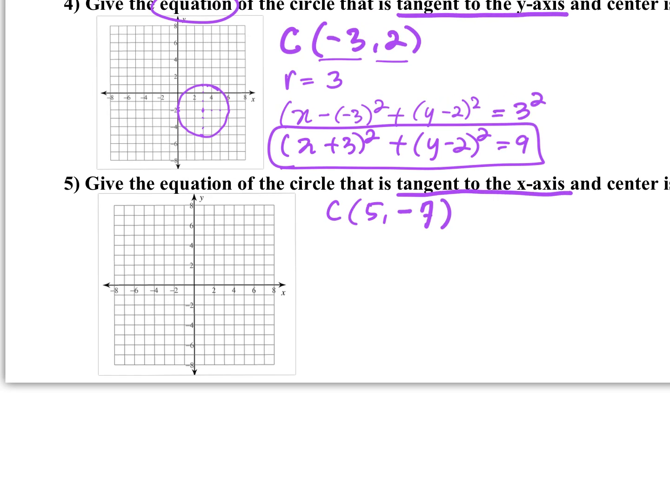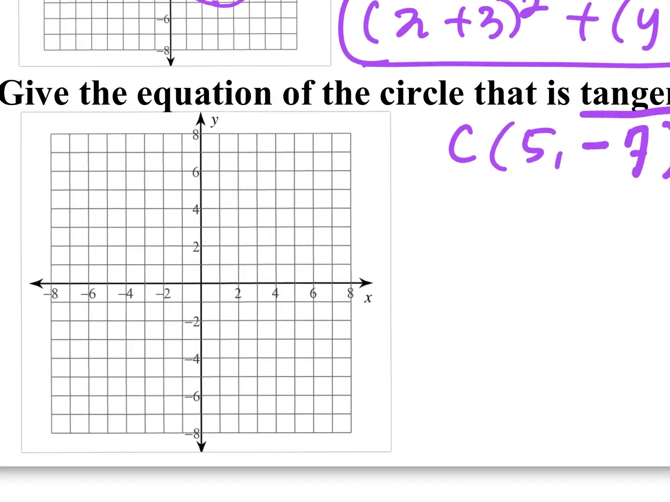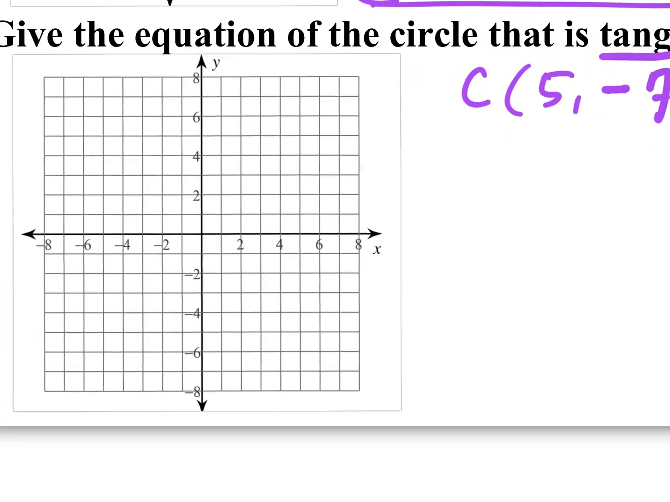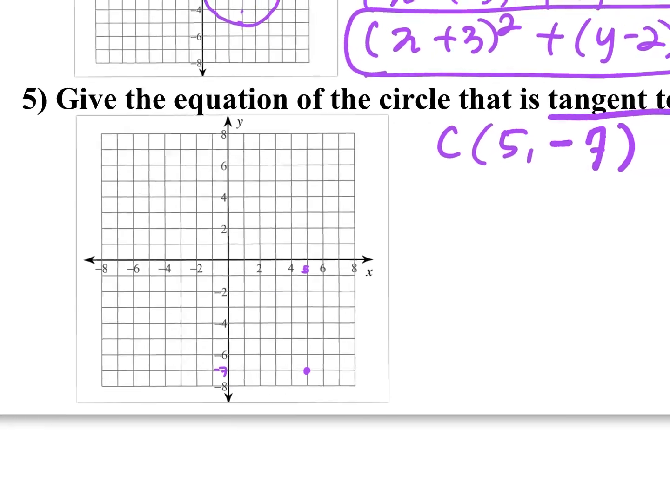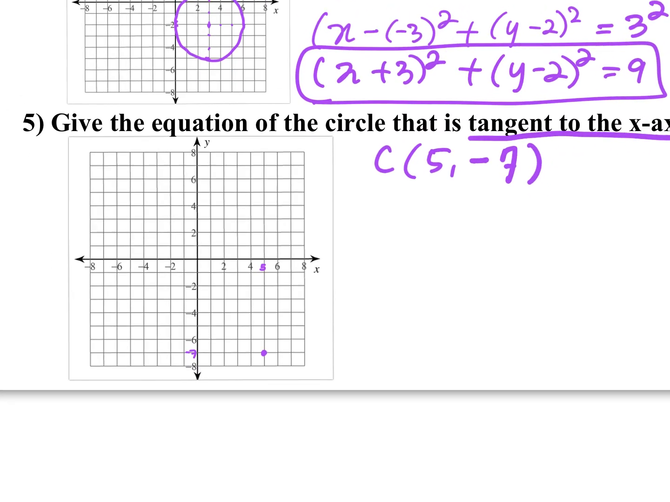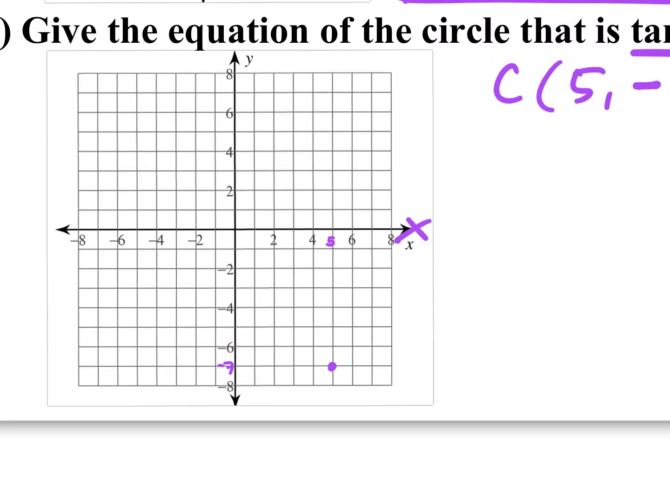Okay, so let's locate our center first on this graph. So 5, negative 7. This is my 5 here, and my negative 7 is this one. So they're going to meet somewhere here. And it says that it's tangent to the x-axis. Okay, this is our x-axis. I guess my graph is way too small.